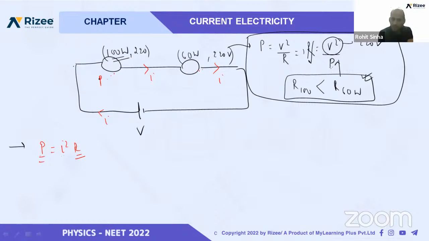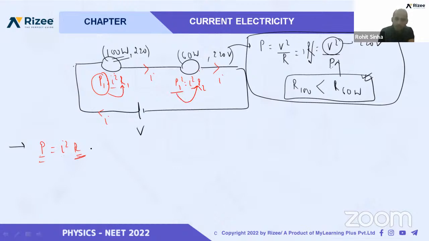If we apply here, P1 is equal to I square R1. And also here P2 is equal to I square R2, because the current is the same in both of them. What did we come to know? We came to know that power directly depends upon resistance. Power directly depends upon resistance.